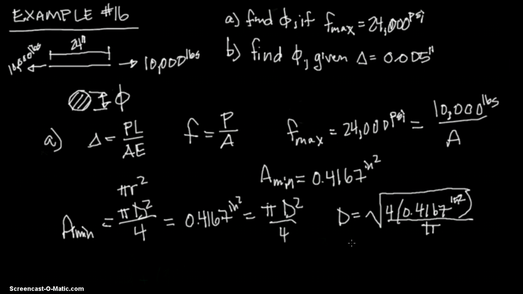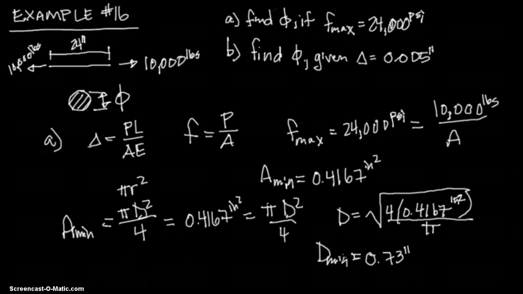So when we do this real quick, 4 times 0.4167 divided by pi, to the 1/2, equals, and this would be the minimum diameter you want. Hopefully that makes sense. 0.73 inches. Let's see what he got. He got 0.728. He kind of went all crazy there, but he stopped right there.